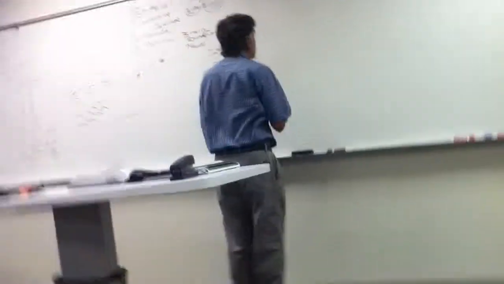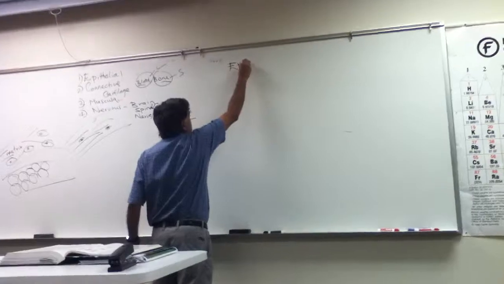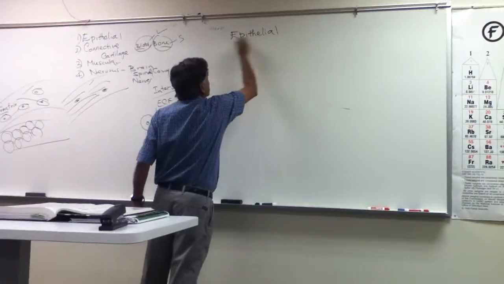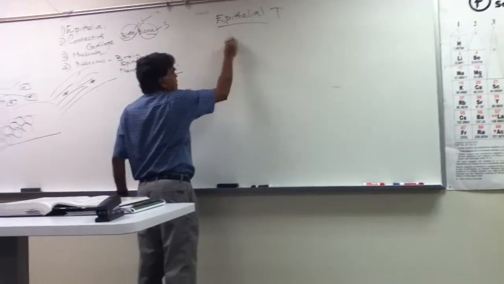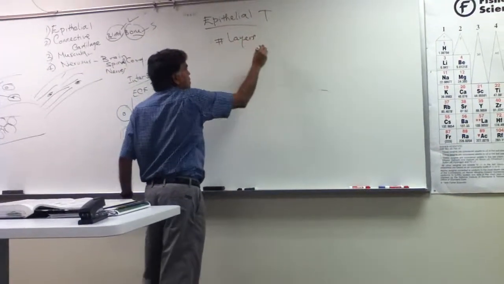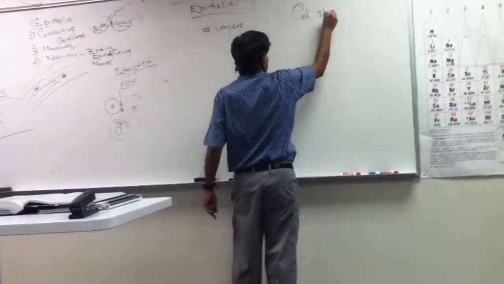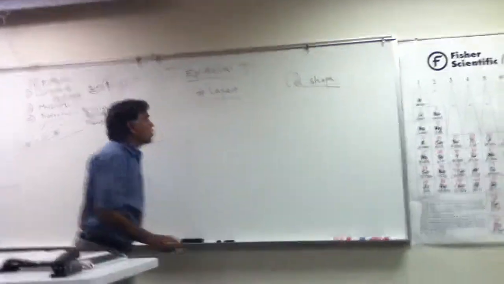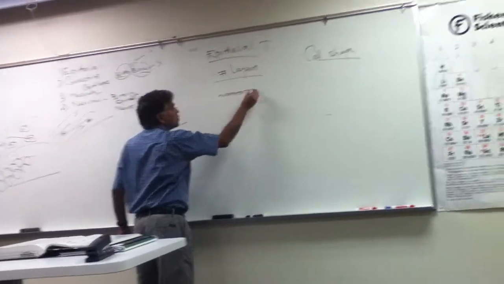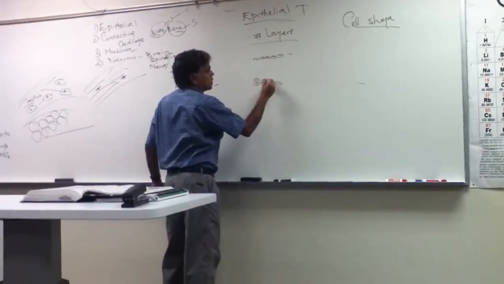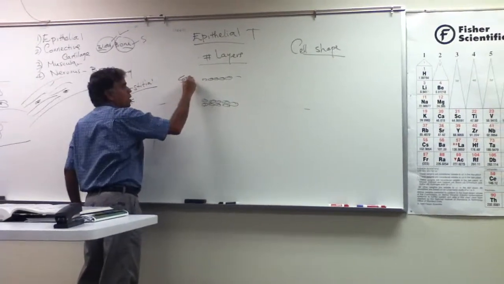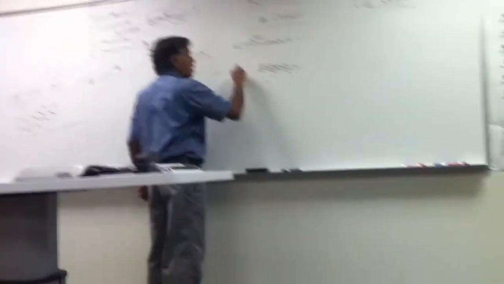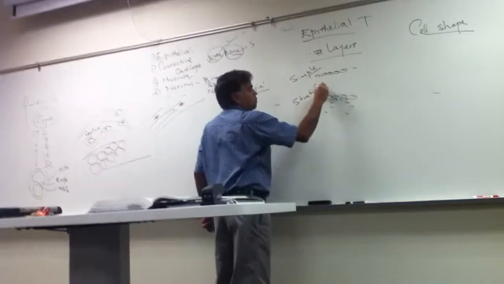So based on whether the cells are arranged in one layer or multiple layers, the epithelial tissue is named or classified based on two characteristics. One is the number of layers of cells, another one is cell shape. The number of layers, whether you have one row or multiple rows, okay? If you have only one row, they call it simple epithelium. If you have multiple rows, more than one, even if you have two rows, they call it stratified epithelium.